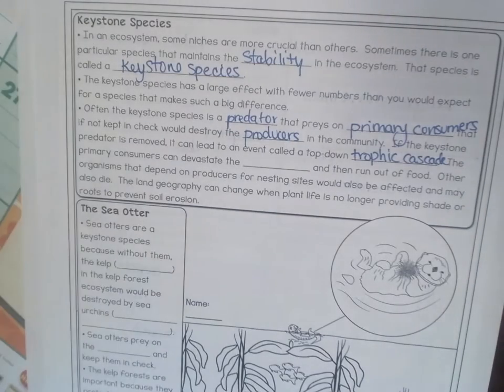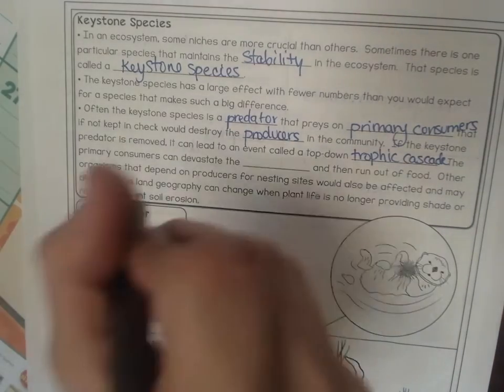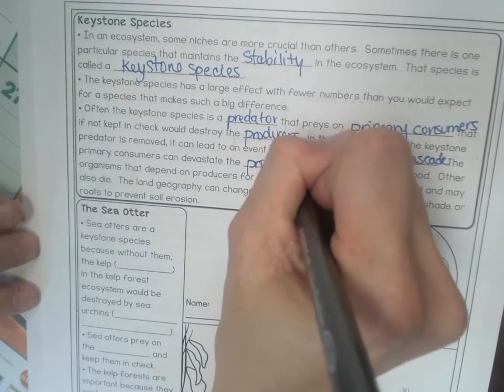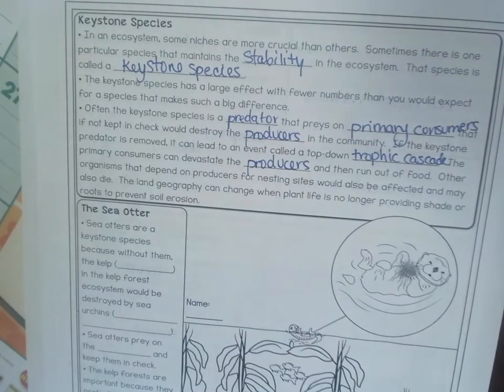The primary consumers can devastate the producers and then run out of food. Other organisms that depend on producers for nesting sites would also be affected and may also die. The land geography can change when plant life is no longer providing shade or roots to prevent soil erosion. So I really do encourage you to go back and watch that video from the perspective of thinking of those wolves as the keystone species and how that trophic cascade happened.